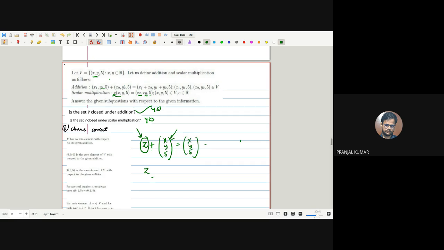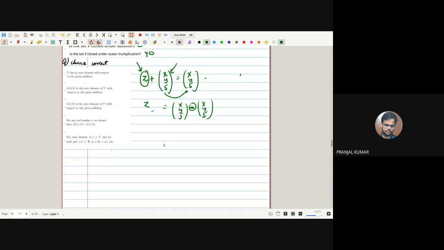So z, you will send that to the other side, and you will get (x, y, 5) minus (x, y, 5). Now this is subtraction, and subtraction is also addition only, right? So you can write this z as (x, y, 5) plus (-1) times (x, y, 5). This is plus of -1. Can I write it like this? Yes or no?